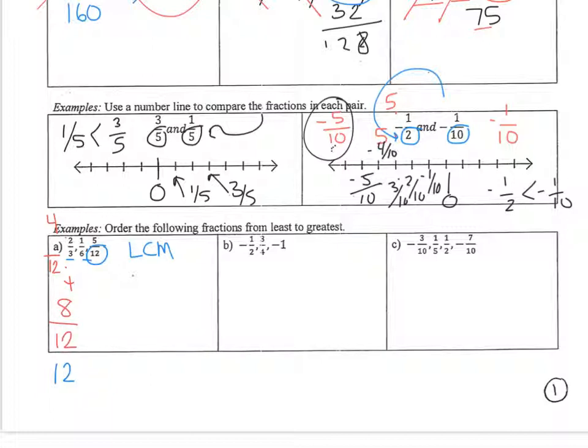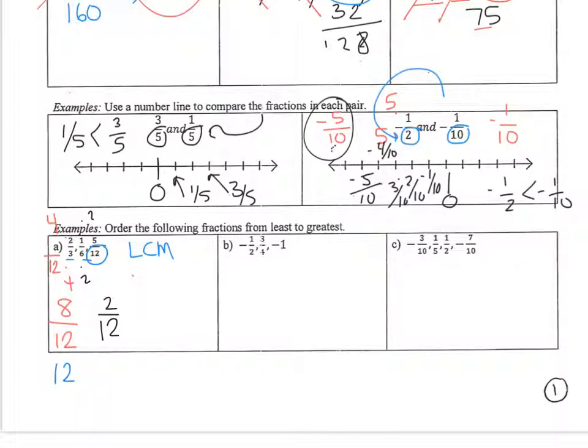The middle fraction, I'm going from 6 to 12. So what do I multiply 6 by to get 12? I multiply it by 2. So I'm going to multiply the top by 2 and the bottom by 2 to get 2/12.